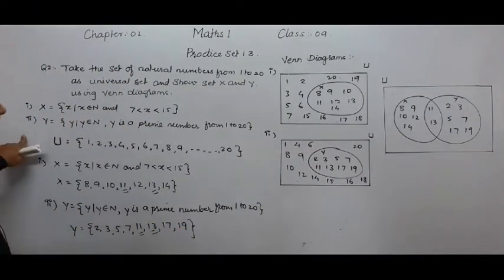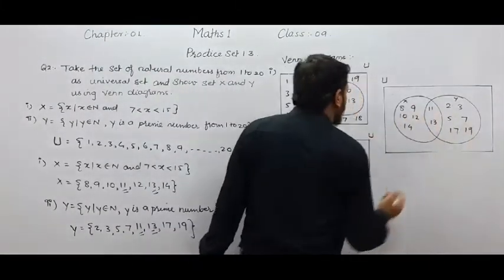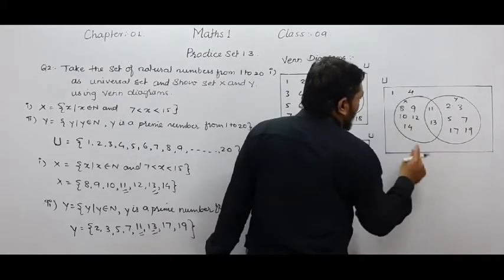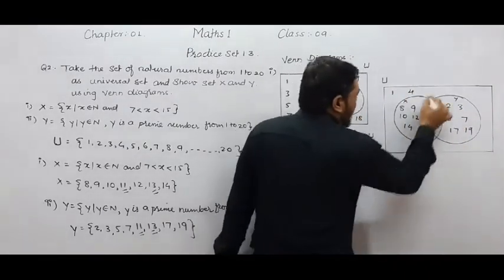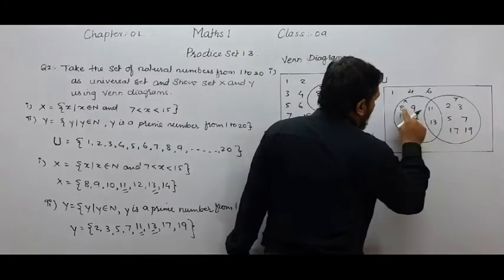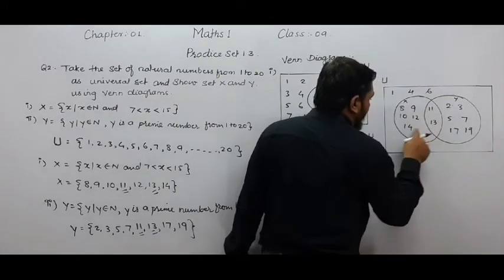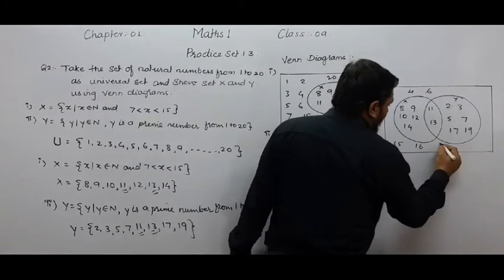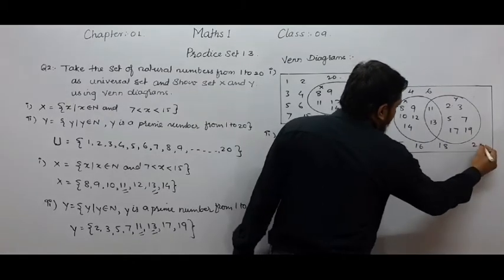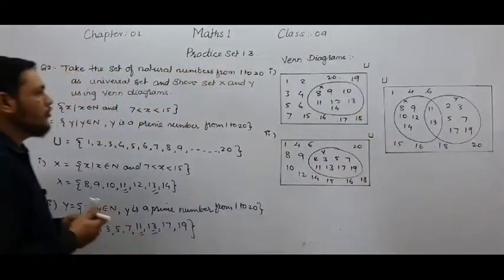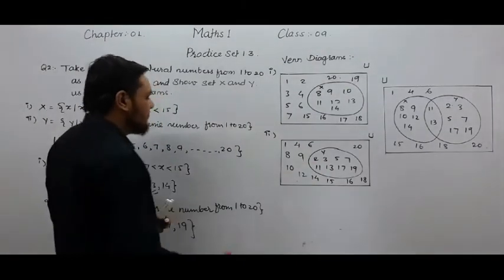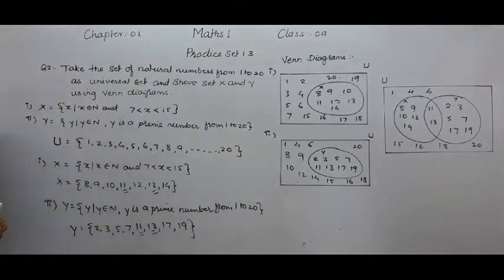Now the remaining elements from the universal set we will write outside of both the sets. So here 1, 2, 3, 4 and 5, 6, 7, 8, 9, 10, 11, 12, 13, 14. Now we will take 15, 16, now it is 17, 18 we will take, and 19 is already there, that's why I will take 20. So in this way we can represent both the sets by using the common diagram, that is the rectangle for the universal set. In this way we can solve question number 2 from the practice set.